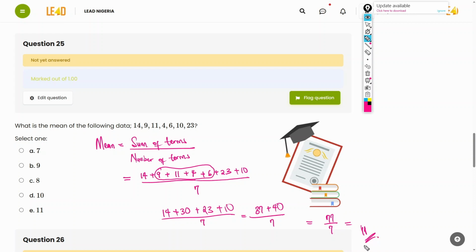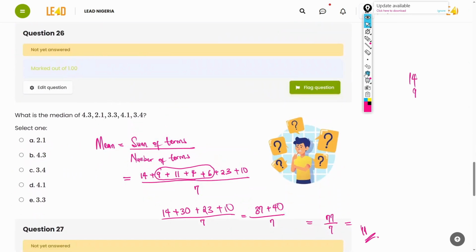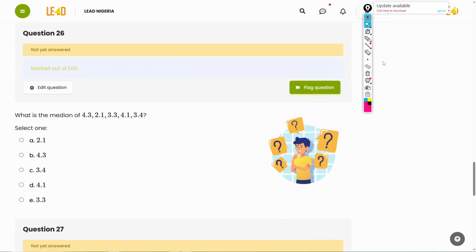So, I mean, you could do this any way that works for you, any way that allows you to add the top. There's totally nothing wrong with writing it out, 14 plus 9, then you add the next one and all of that. That's also fine. But the answer is E, 11. Okay, that's 25. All right, so 26 says, what is the median of this set of numbers?